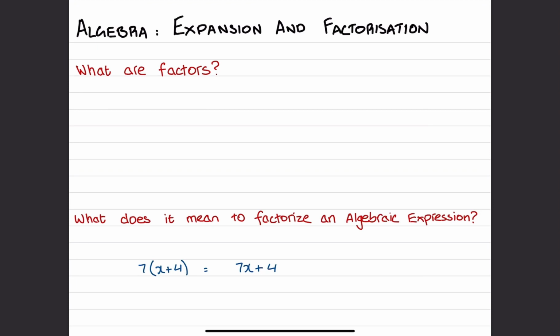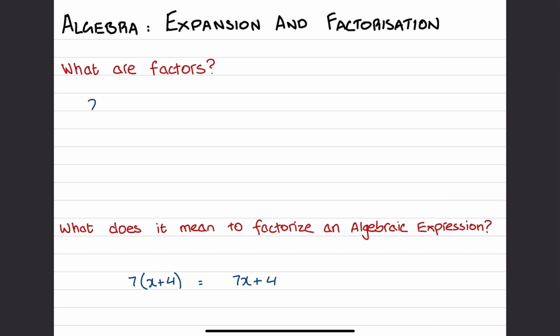So for example, 20 can be written as 2 times 10. So 2 and 10 are both factors of 20 because they can be multiplied to give 20, or 20 can be divided into 2 and 10. Similarly, 20 is also equal to 4 multiplied by 5. So 4 and 5 are both factors of 20.